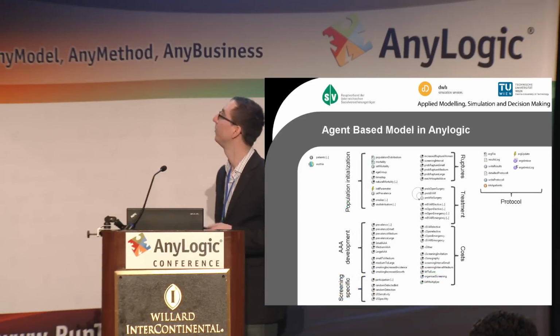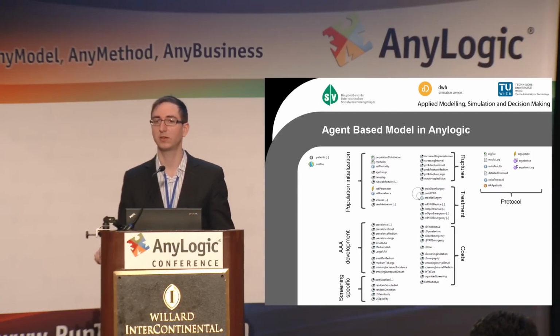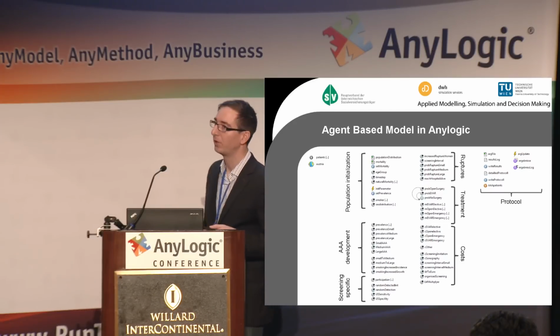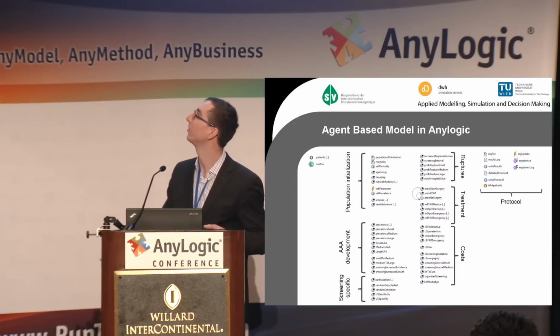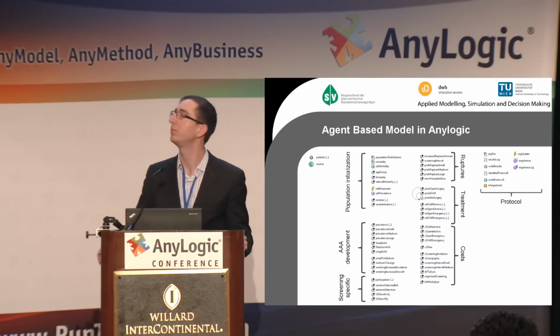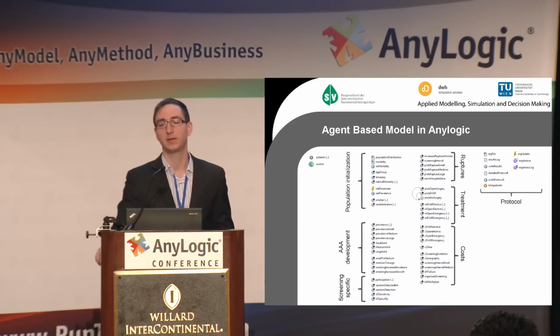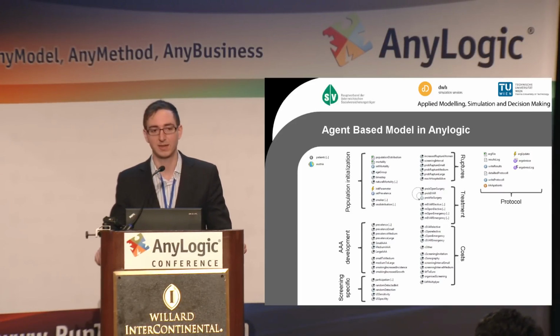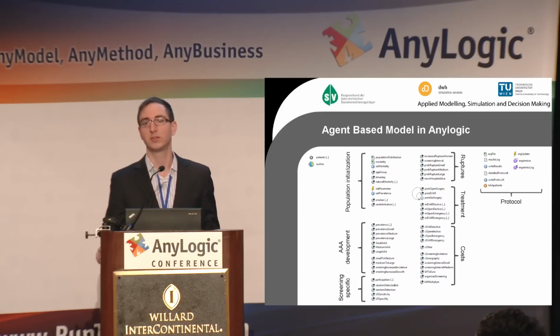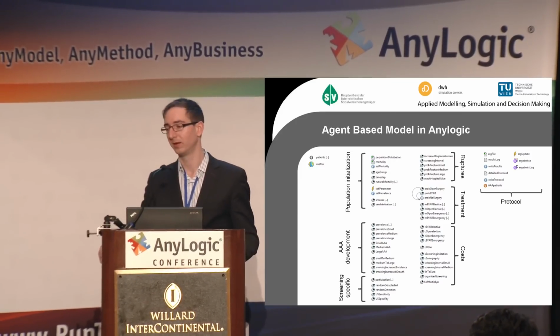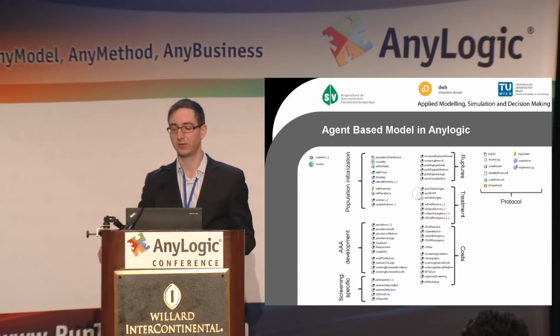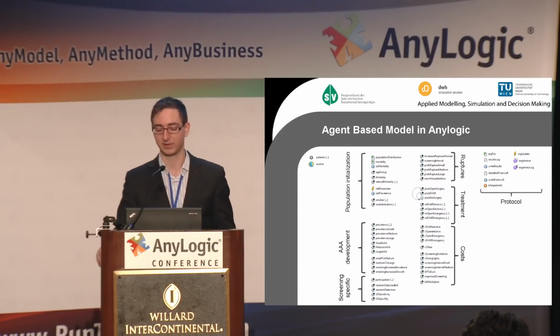This is an overview of the main class in AnyLogic, where we have parameters and functions for the initialization, for the treatment, for AAA development, and population initialization. We tried to make the framework as modular as possible, so that, for example, if we want to try another screening strategy, we just have to change certain things within the screening object.